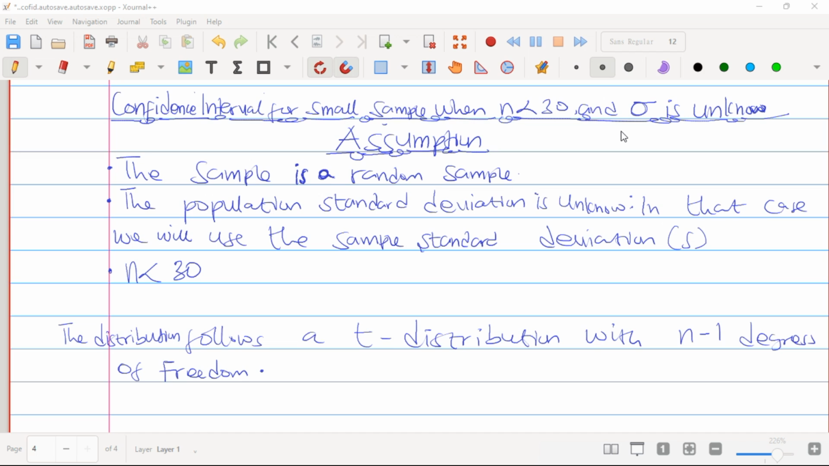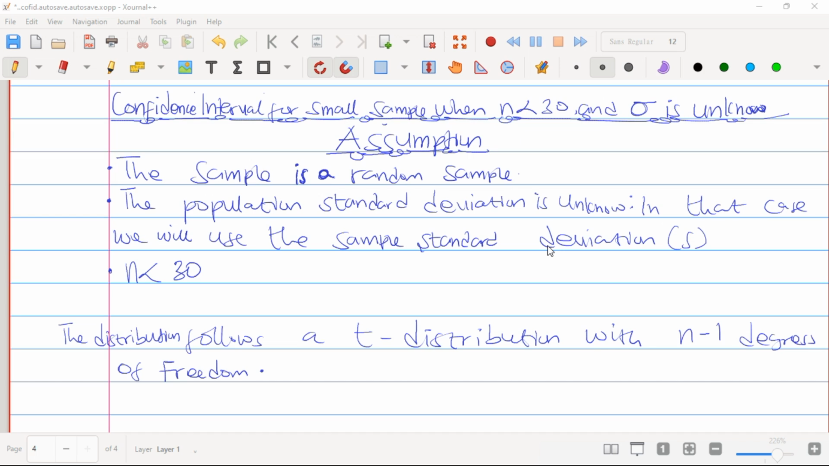So we have some assumptions that must hold for us to accept that this confidence interval is for a small sample. First, the sample is a random sample. Second, the population standard deviation is unknown. When the population standard deviation is unknown, we use what we call the sample standard deviation, right? And then our n is less than 30. So once these assumptions are achieved, then we are convinced that we are constructing a confidence interval for a small sample, right?